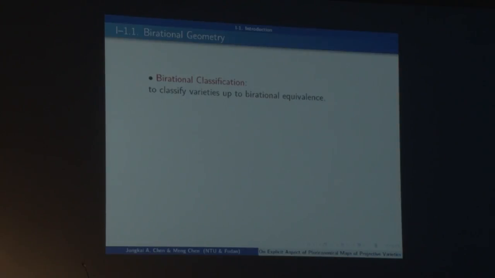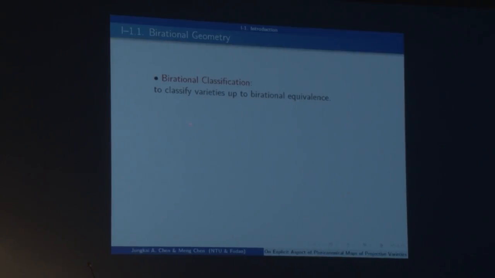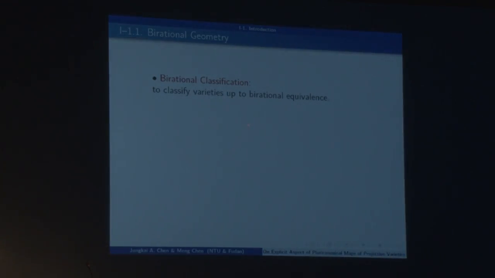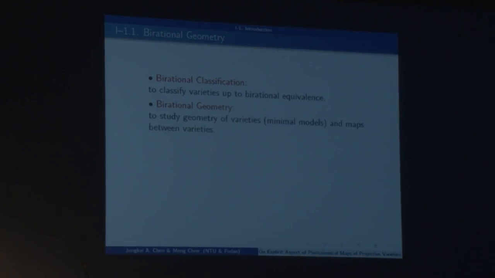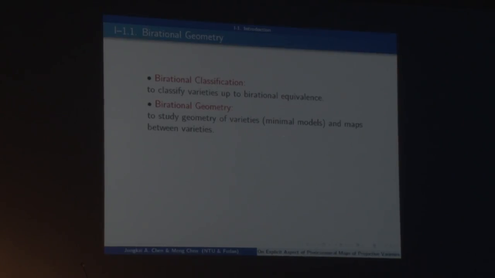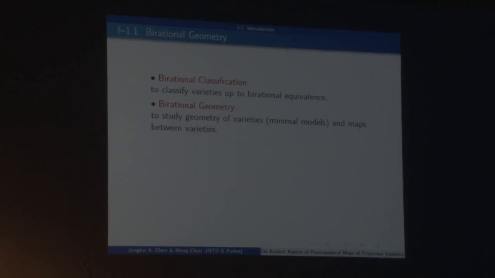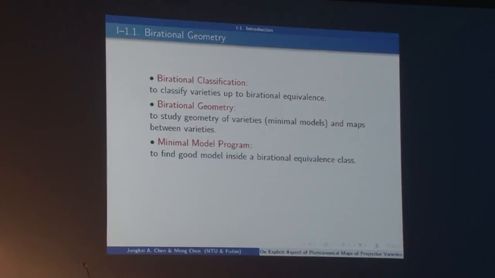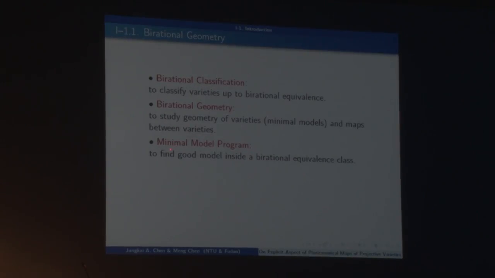In birational geometry, usually we are considering three types of questions. One type is birational classification: we try to classify varieties up to birational equivalence. Another type is birational geometry: we try to understand the geometry of varieties, for example, the geometry of minimal models and any maps between this kind of varieties. And also, of course, we are interested in finding the so-called minimal model.